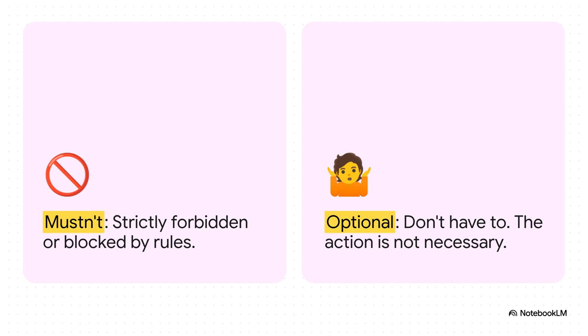While must and have to mean basically the same thing when they're positive, their negative forms are totally different beasts. Mustn't means strict prohibition. It is forbidden. You cannot do it, period. Don't have to, however, simply indicates a lack of necessity. It just means you can if you want to, but it's completely optional. No one is making you do it.